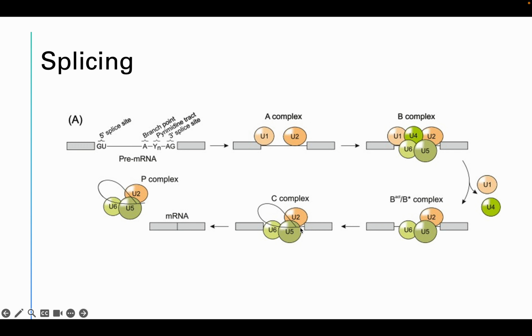And next there is another cleavage of the 3 prime splice site, and then this lariat complex of the intron and U2, U5, U6 is released, and the exons are joined by the trans-esterification reaction, in which the carboxyl group and the OH group undergo the reaction and form the bond between them, and then the 2 exons are joined. So this is in general how the splicing happens.